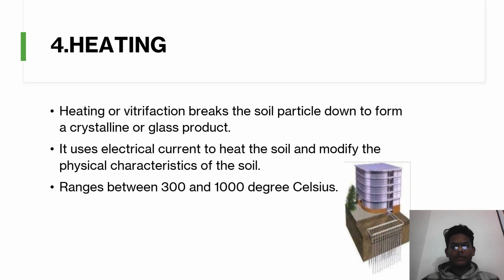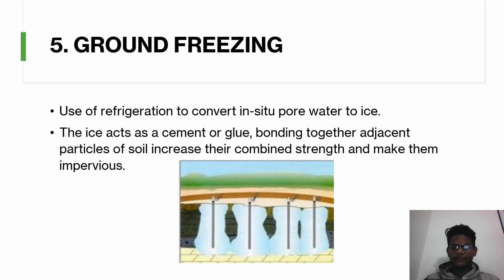Then heating, or vitrification: breaking the soil particles down to form a crystalline and glass product. Electrical current is used to heat the soil and modify the physical characteristics of the soil, in the range between 300 and 1000 degrees Celsius.